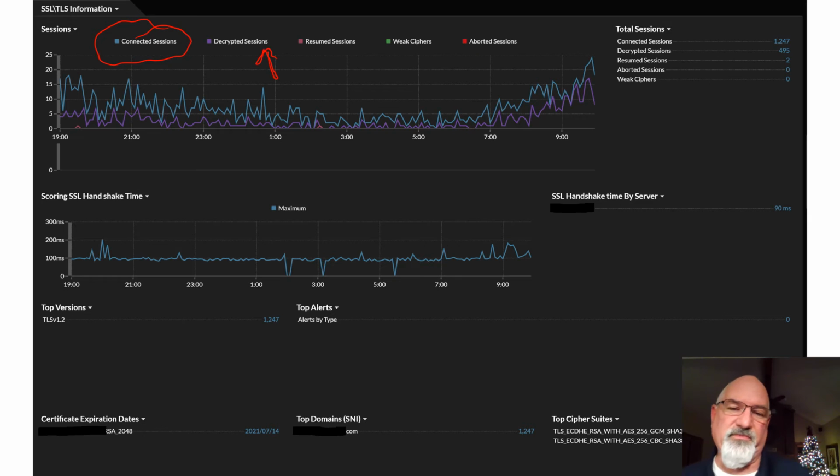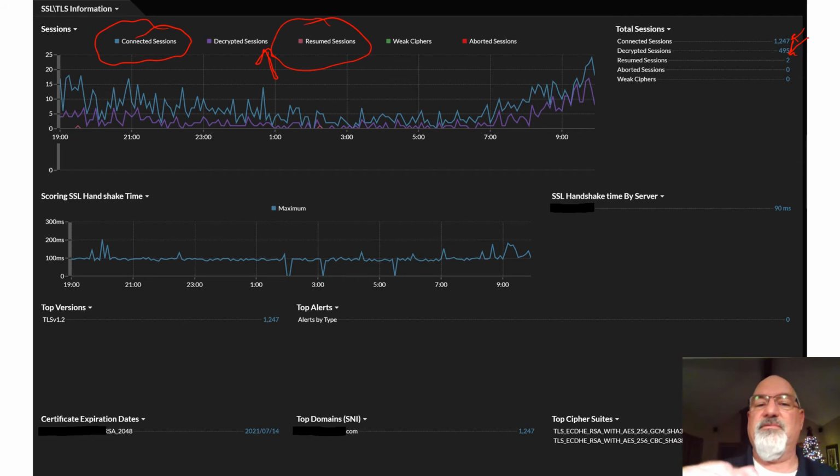May not be all of them. There's several reasons why it may not be all of them. That's a whole different piece. But it's telling me that some of those will be decrypted. So 495 sessions are decrypted. Cool. Out of 1,247. Any resume sessions? Oh, that's a good one for another video. What happens on resuming a TLS session? Does it renegotiate? Good question.